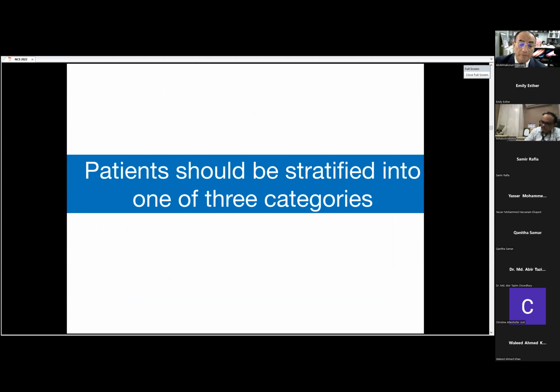Also, we can summarize the patient-related risk into 3 categories only, and this is very simple. No need to do a risk score. Only from the guideline, you can put the patient in 3 categories.